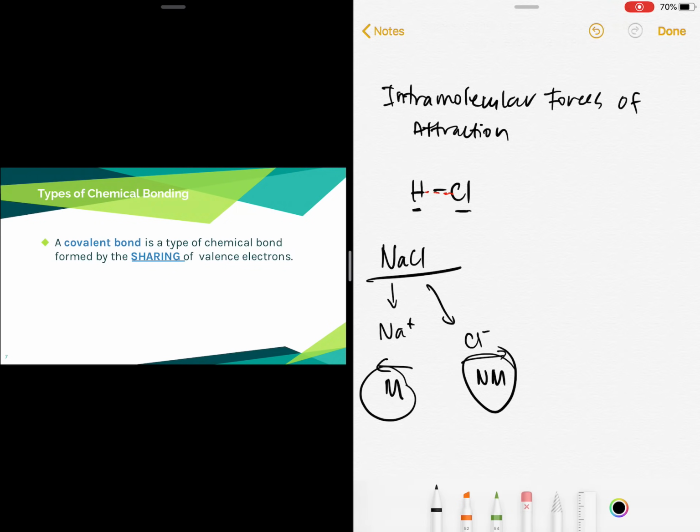So kung sa ionic bond, nagta-transfer ka ng electrons to achieve the octet. Sa covalent bonding, they share the electrons to achieve a valence of 8. So this is a bond formed between non-metallic elements. So kung si ionic bonding is from metal to non-metal, si covalent bonding is from one non-metal to another non-metal. So what are the examples of this? You have your ammonia, your methane, your water, your hydrogen chloride compound, and oxygen and nitrogen, no?